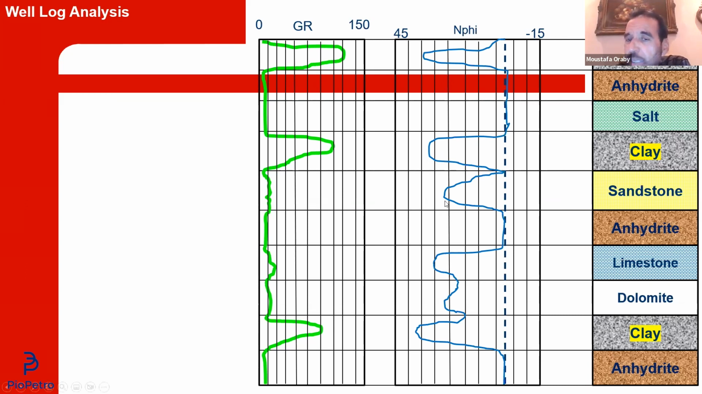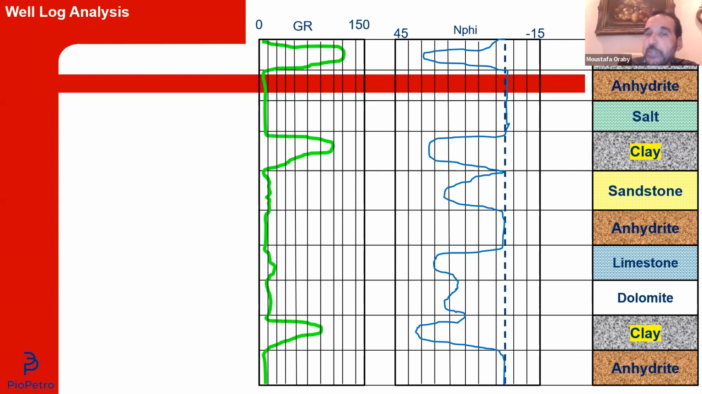Goes to sandstone, it can read high. It depends on how much porosity you have. But once it sees the anhydrite, it goes back to 0. Why? Anhydrite doesn't have any porosity. Limestone, it will read high porosity. Dolomite, it depends on the porosity. Very high porosity in front of clay, drops down to 0 in front of anhydrite. I hope that you guys understand now how these things are related to each other.